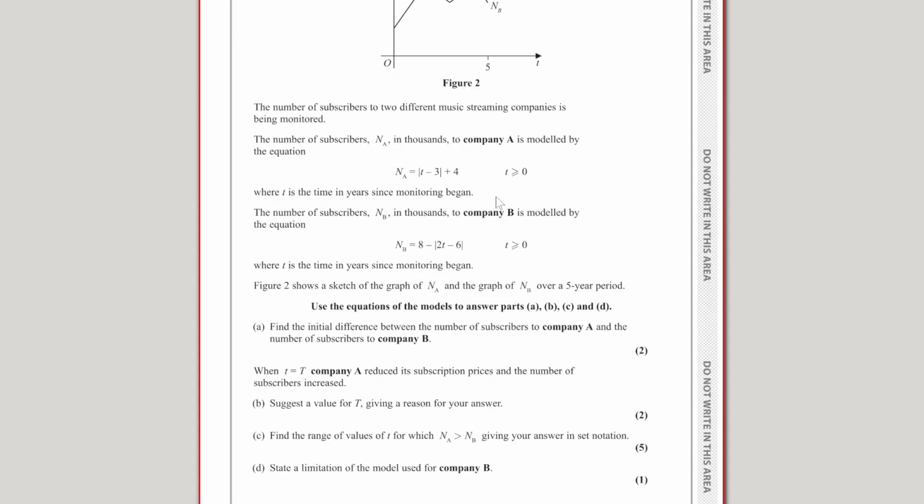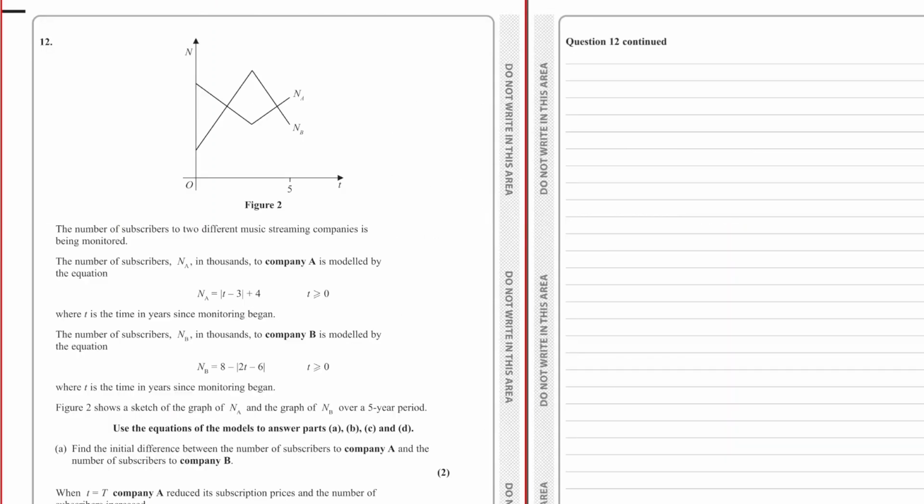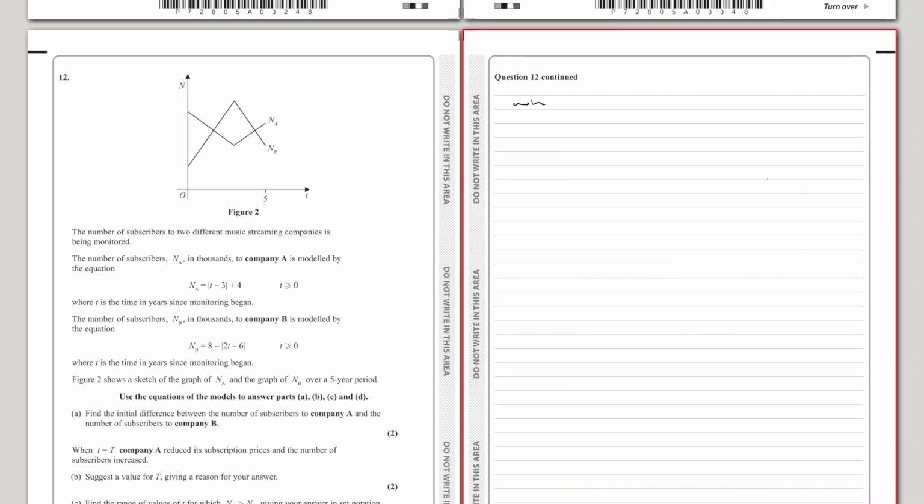So initially, how many subscribers do they have? When t equals 0, A is the modulus of negative 3, plus 4. The modulus makes anything positive, so it'd be 3 plus 4, which is 7. And the number for B is 8 minus the modulus of negative 6, which is 8 minus 6, which is 2. So the difference, they're in thousands, so 7,000 take away 2,000. The difference is 5,000.